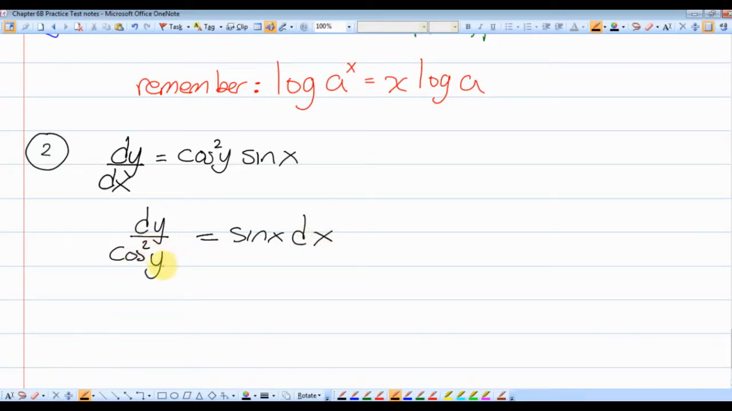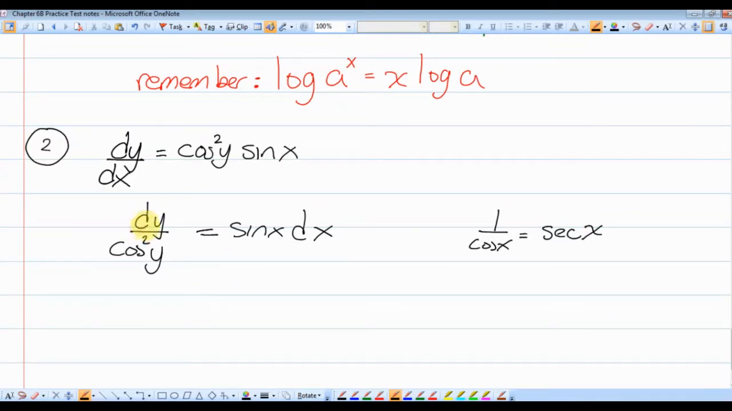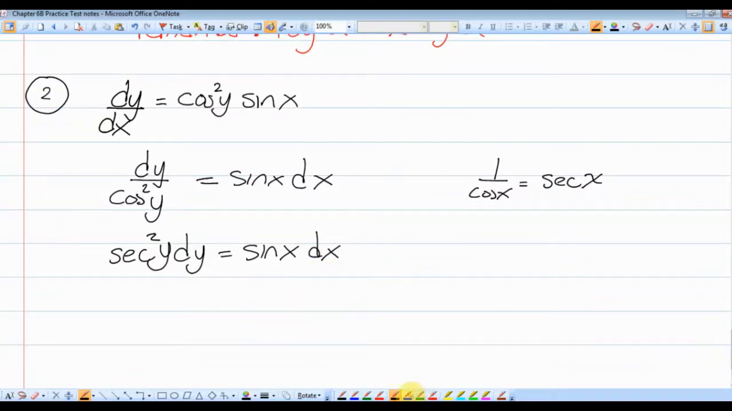And the thing to realize about this one is 1 over cosine is equal to secant. So, in other words, what I'm trying to say is the left side here is actually secant squared y. Which is nice because now we have an antiderivative for secant squared.